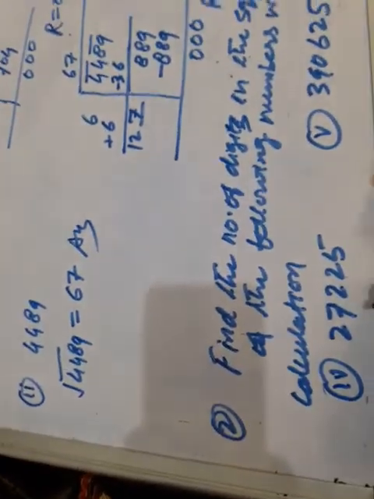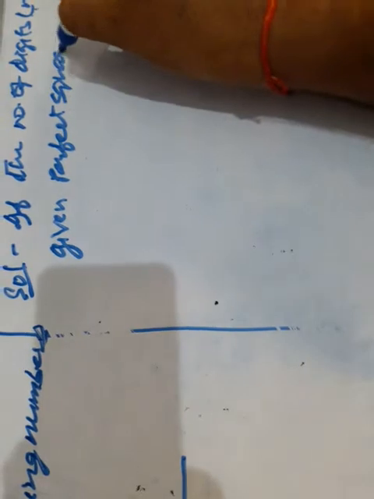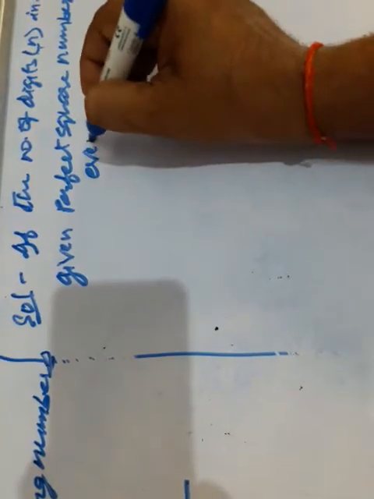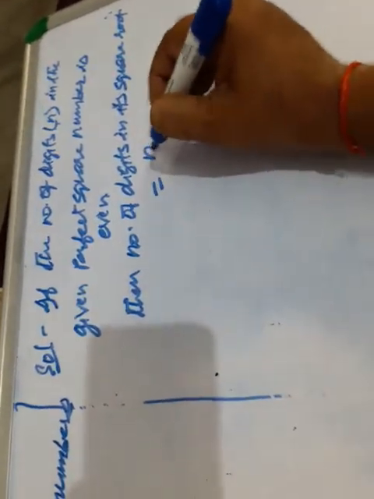Children, here one thing let me explain. Let us write it down. Start solution. If the number of digits, denoted by n, in the given perfect square number is even, then the number of digits in its square root equal to n by 2.